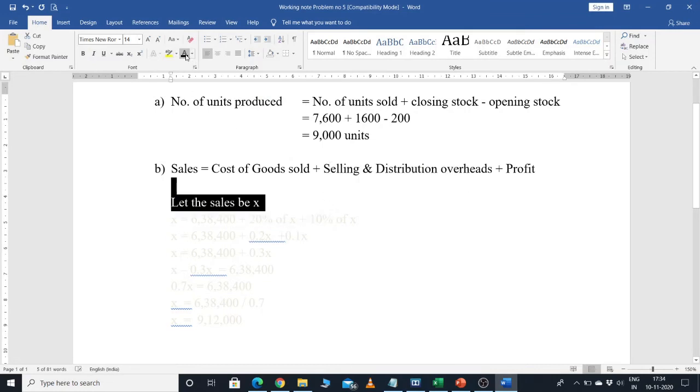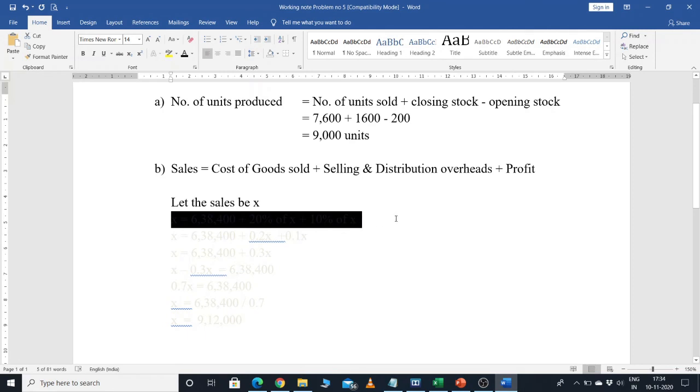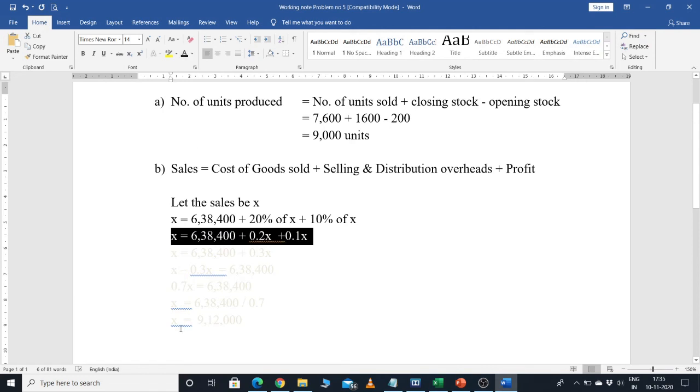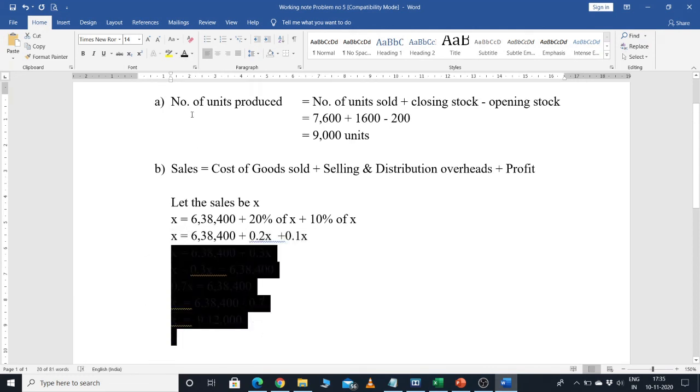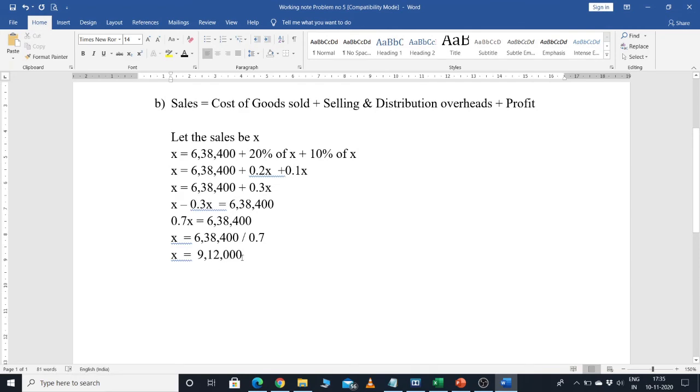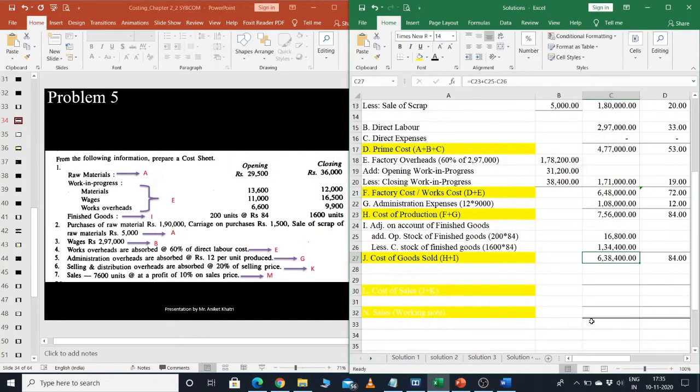So what we will do, we will assume the sales price is X. Let the sales be X. So I'll just put the amount into the above formula. So X is equal to 6,38,400, which we have calculated over here, plus 20% of X, because we have assumed sales as X, plus 10% of X, that is 10% of the sales figure. So I'll just solve that particular equation. Okay, so that will give me my X value, which is 9,12,000. So I'll just put that figure here, 9,12,000. This is my sales figure.